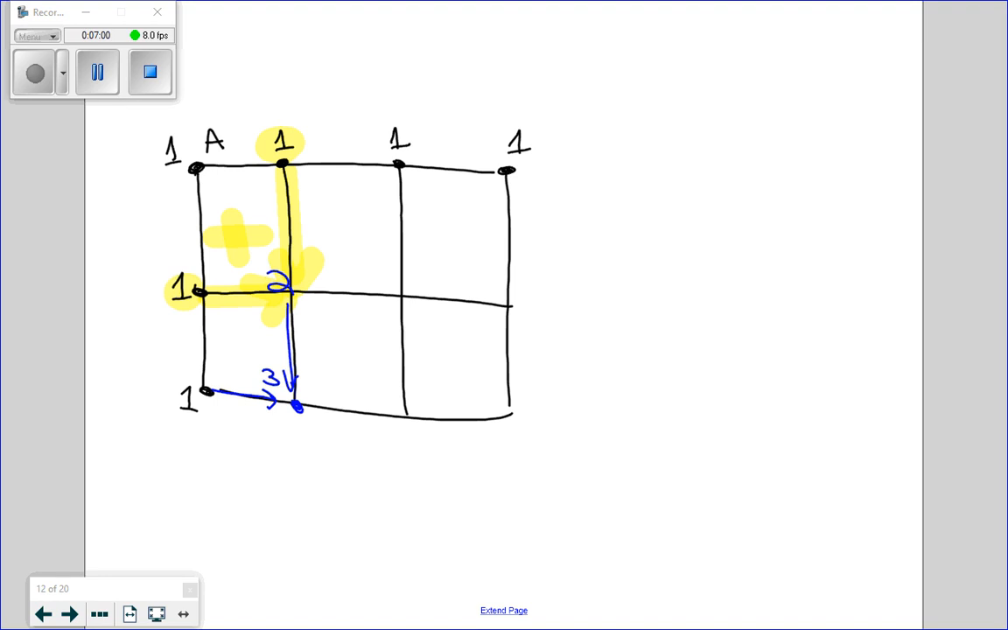And if we were to map it out, watch. So here's one way to get to that corner. Here's another way to get to that corner. Here's the third way to get to that corner. But instead of trying to draw them out, just add up your corner numbers.